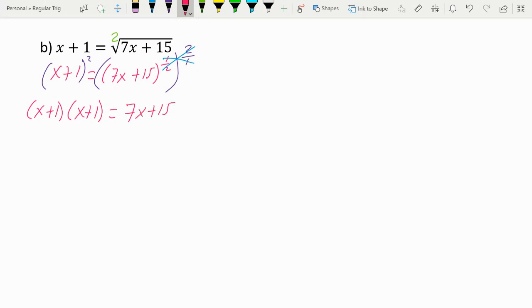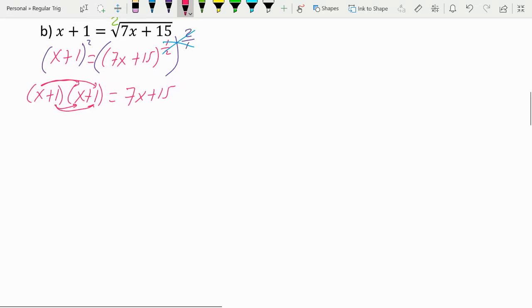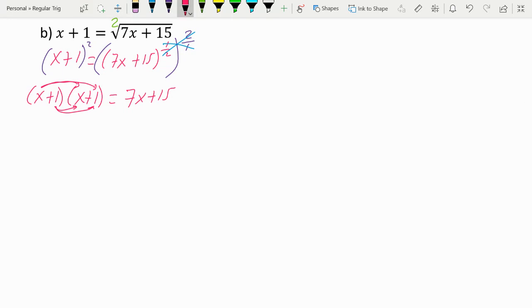Now we got a little bit of work ahead of us. All right, on the left side, we're going to have to do FOIL or double distributive property, whatever it is that you like to call it. We're just going to be multiplying. So when you multiply this out, we end up with x squared, because x times x is x squared. X times 1 gives me x. 1 times x gives me x. 1 times 1 gives me 1. And I'm just going to copy the right side down. Now on the left side, I got two terms that are the same.